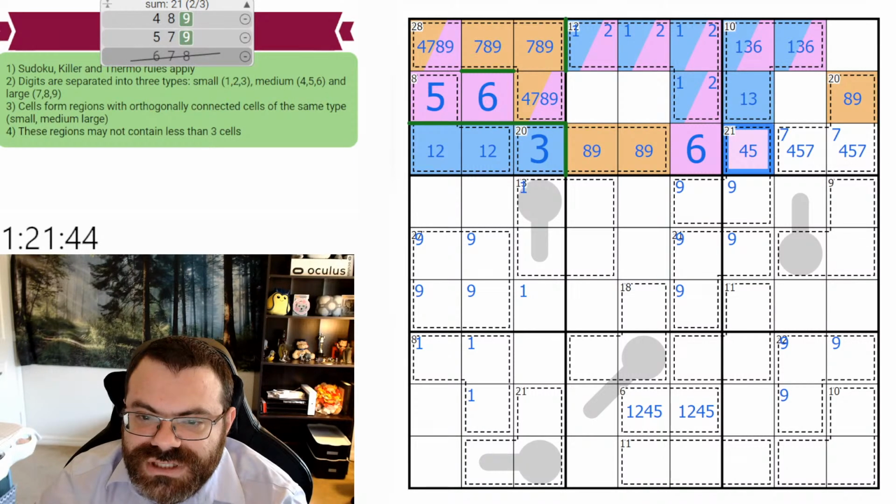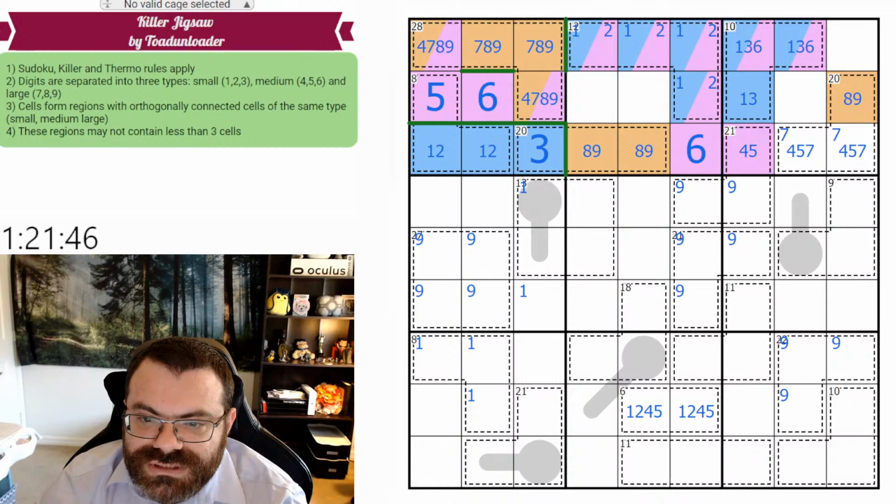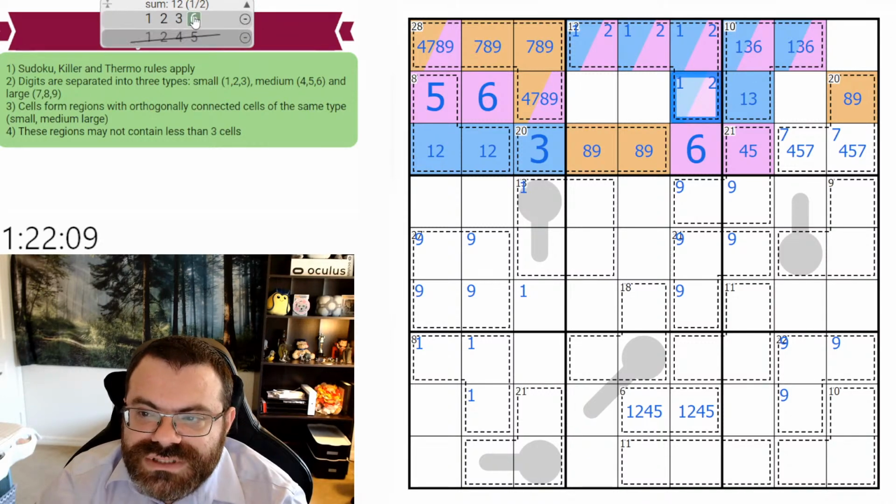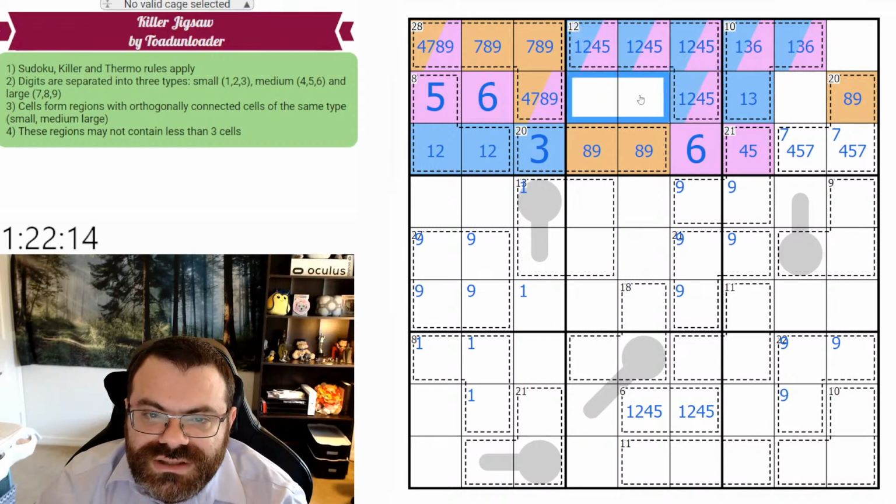4 or 5 is medium. Border here. I'm not going to draw these borders. I think it's unnecessary. Coloring will do it. The 12 cage now doesn't have a 6 in it, so it's 1, 2, 4, 5. And that leaves 3 and 7 here.